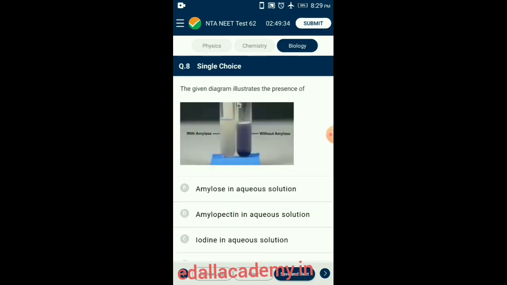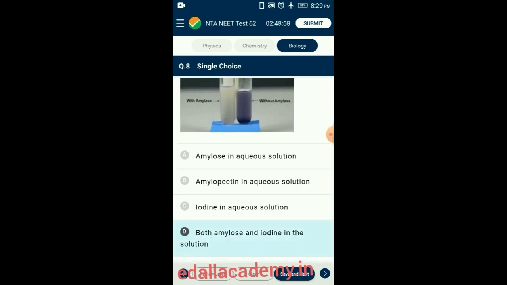Question number 8. The given diagram illustrates the presence of. Starch can be used as an indicator for the detection of traces of iodine in aqueous solution. Amylose is responsible for the formation of deep blue color in the test for the presence of starch. The action of amylase enzyme breaks the amylose into glucose molecules and the blue color will not be formed. So the answer is option D, both amylose and iodine in the solution.